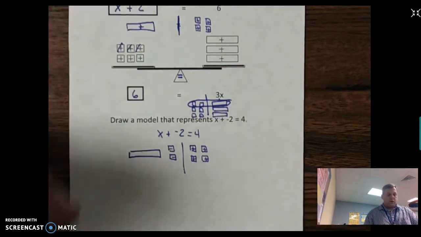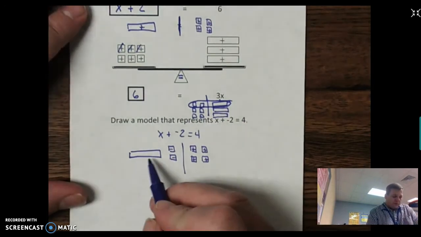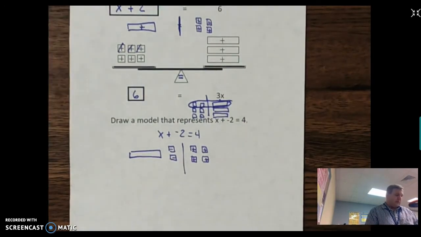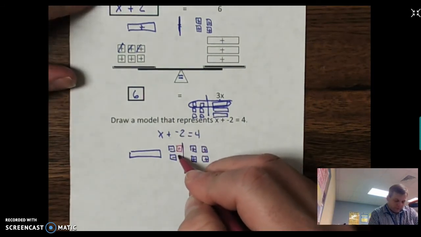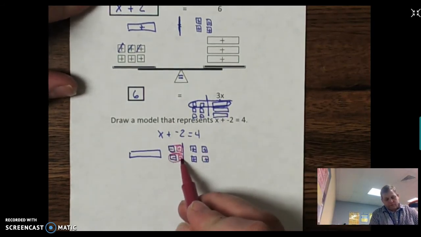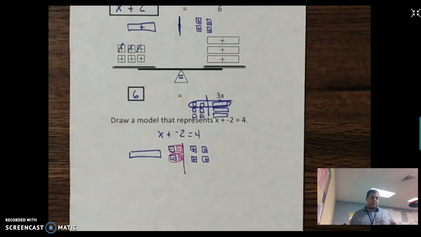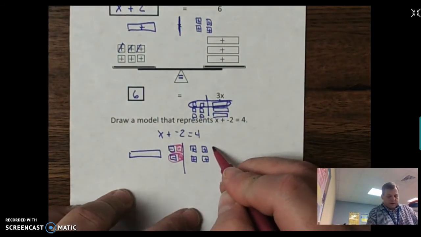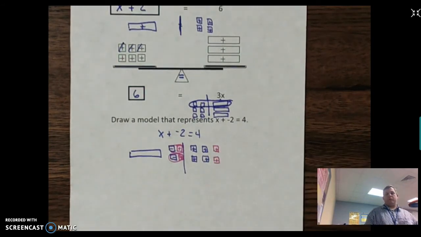Now remember, the goal is to always isolate x. In order to do that, I need to get rid of my 2 negatives. I'm going to add 2 positives to this side, which creates a zero pair, and those cancel out. But now by doing so, I've unbalanced my equation, and I have to add 2 more positives to the right side.